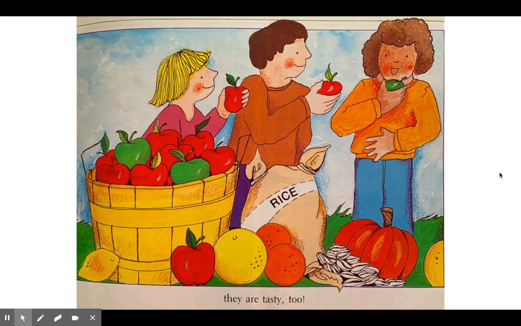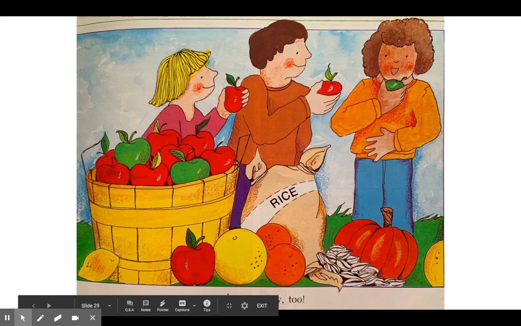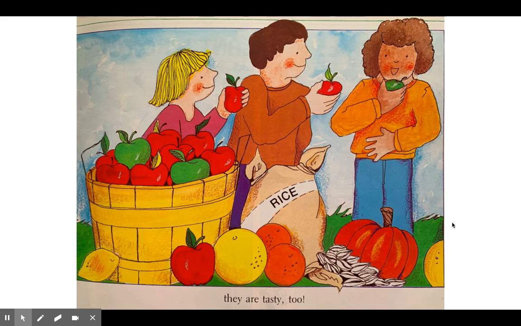They're also tasty too. So look here, there's apples. Apples have seeds inside of them. I see sunflower seeds. We eat those. Rice is a seed, and we eat the seeds of it. Pumpkins, I eat pumpkin seeds. Do you? Lots of yummy food.